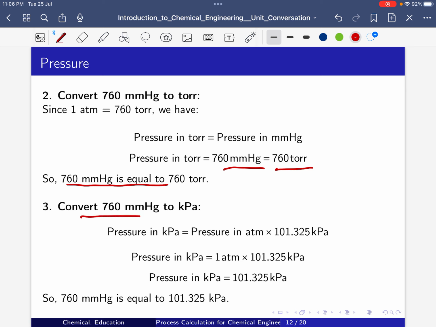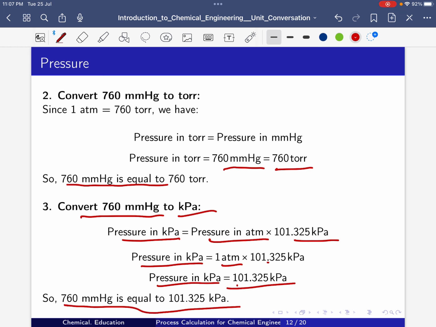Convert 760 mmHg to kilopascal. So pressure in kilopascal is pressure in atm into 101.325 kilopascal. So pressure in kilopascal, so 1 atm into 101.325 kilopascal. So pressure in kilopascal will be 101.325 kilopascal. So 760 mmHg is equal to 101.325 kilopascal. So remember that.